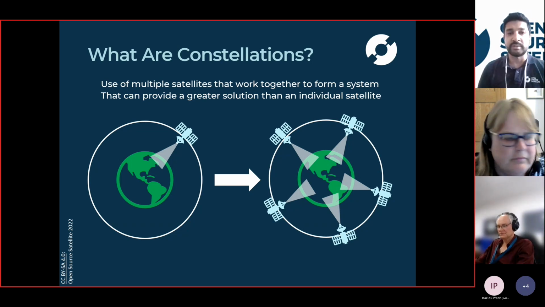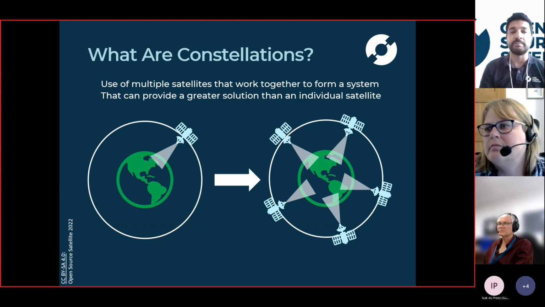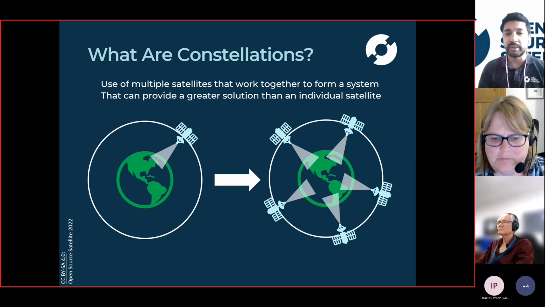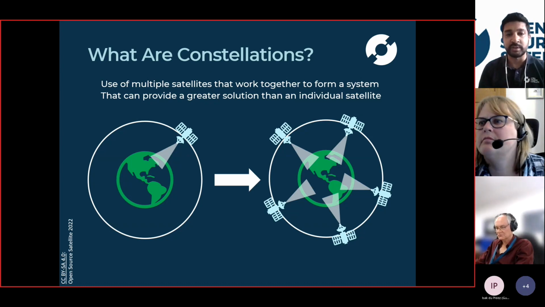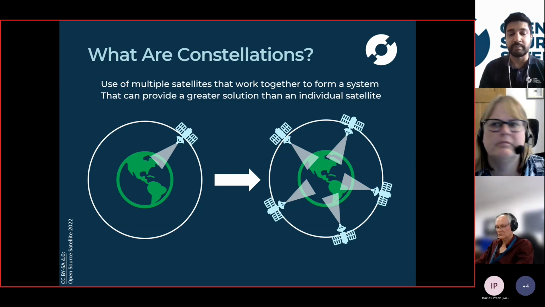At the basic level, they're the use of multiple satellites working together to make a system that provides a better solution than a satellite individually could provide. A typical example would be where a single satellite can only monitor a certain percentage of Earth at a certain time. By using multiple satellites in similar orbits, you can get greater coverage of Earth and provide a better solution over the same amount of time.